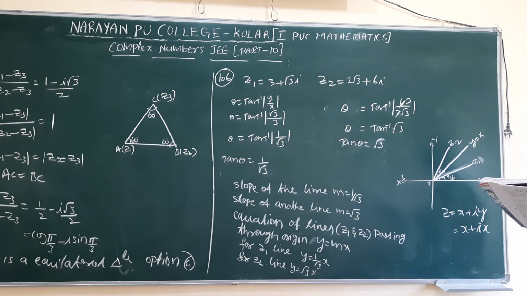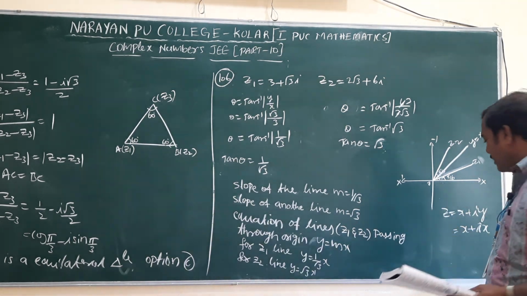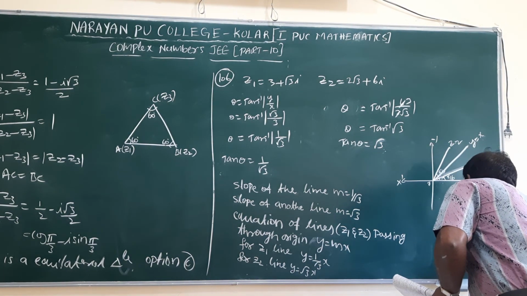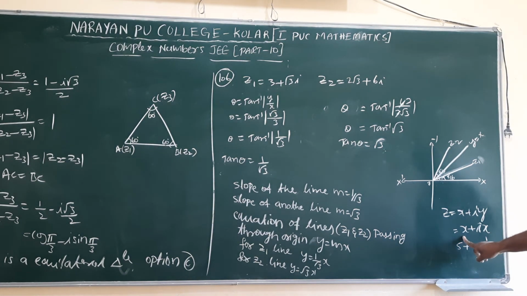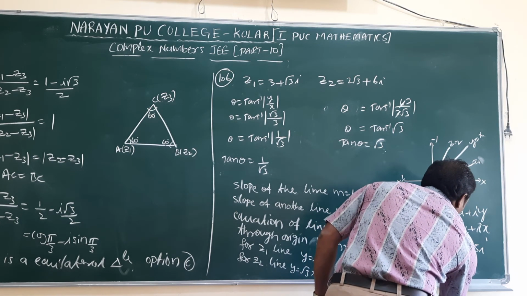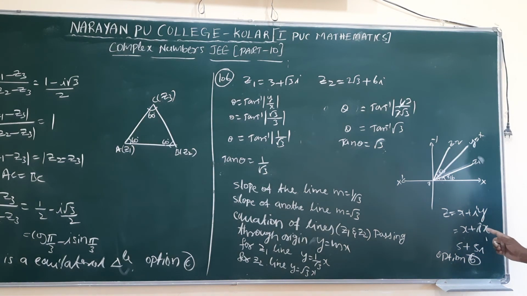In the options they have given the real part and imaginary part the same, for example 5 plus 5y. Because the real part and imaginary part are equal, check the options given. So 5 plus 5 is the answer here. So option B is the correct option because both real and imaginary parts are equal. Remaining are not equal.